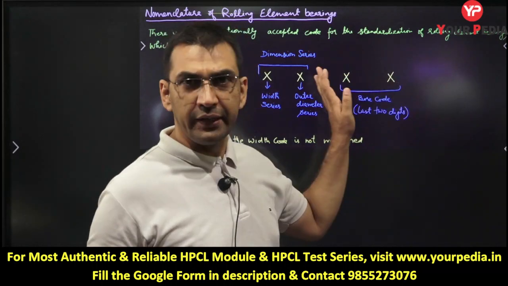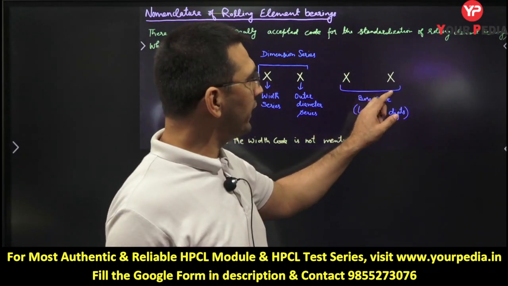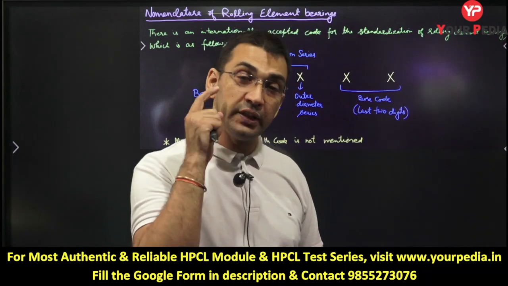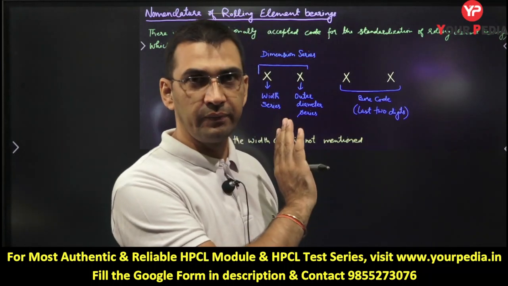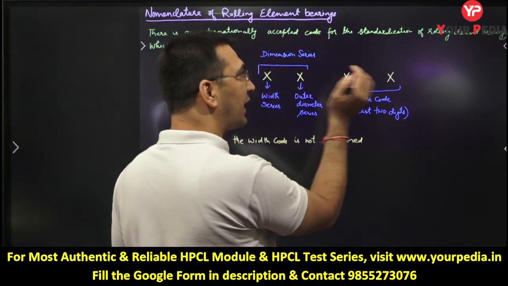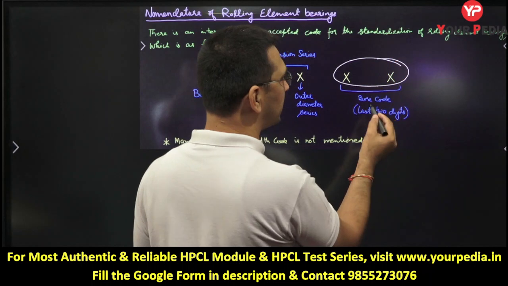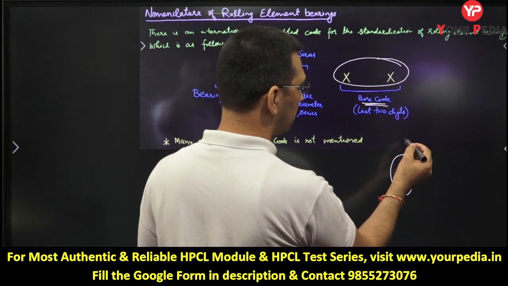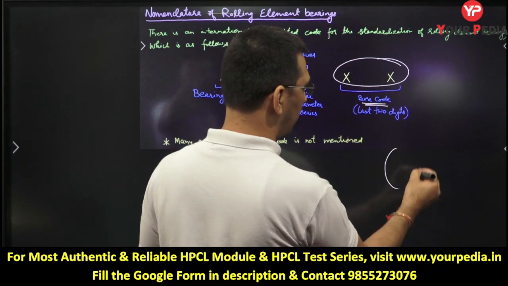Now we will start from the end, and also when you have been given any particular number to identify that particular bearing, in that case also you will start from the right side only, so that correct interpretation could be made. Let's say I will talk about the last 2 digits. These last 2 digits basically refer to the bore code. Bore code ka matlab inner diameter of the bearing, right? Yehi hai na?